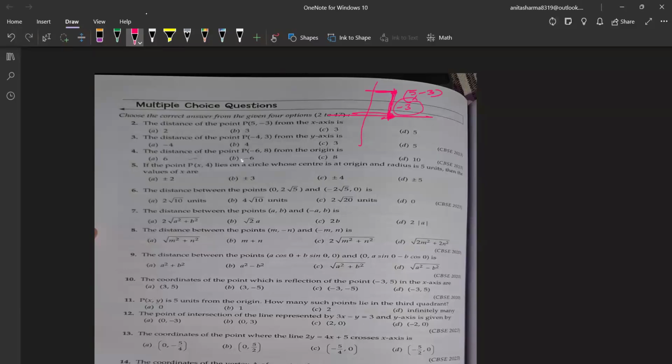I guess it's option C then. Yes, option C, right, beta? Yes, ma'am. What about option B then? B is 3 only, and option C is the answer.